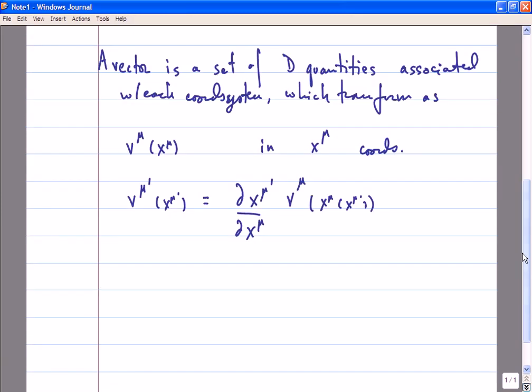And a vector also has another name. A vector is also referred to as a contravariant vector, where contravariant here is the word that we use to refer to an upper index, as opposed to covariant, which refers to a lower index. And it's also known as a (1,0) tensor, whereas a scalar, I remind you, is a (0,0) tensor.